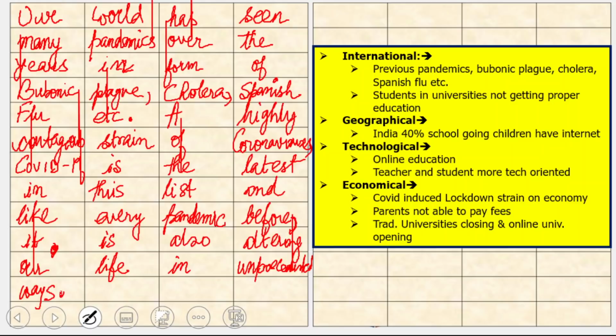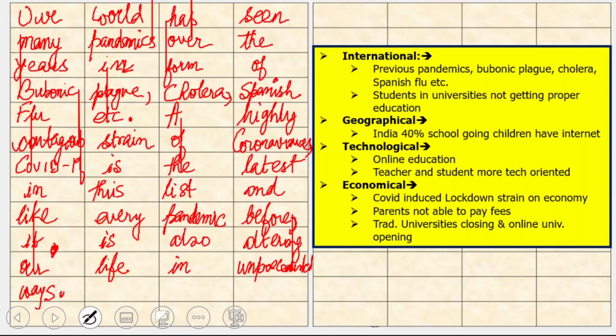So let's read it. Our world has seen many pandemics over the years in the form of bubonic plague, cholera, Spanish flu, etc. A highly contagious strain of coronaviruses, COVID-19, is the latest in this list, and like every pandemic before it, is also altering our life in unprecedented ways. Right. So if you do not know where to put a comma, where to put a full stop, go to those old lectures and you would find how to do so. But I hope at this point you know how to use your punctuations.